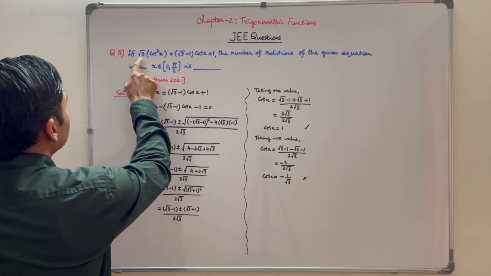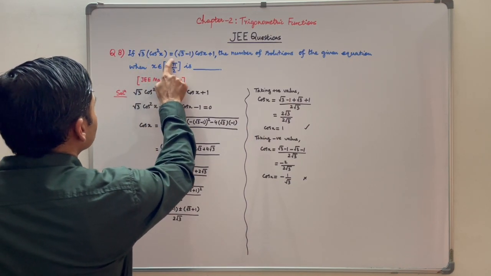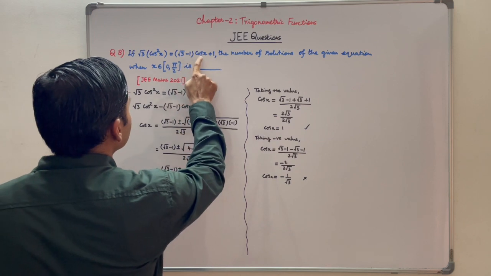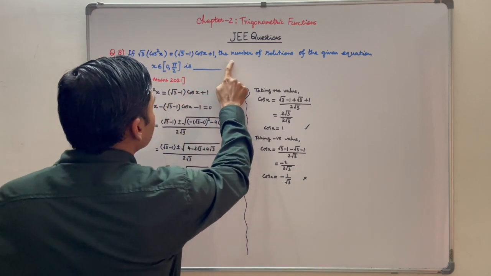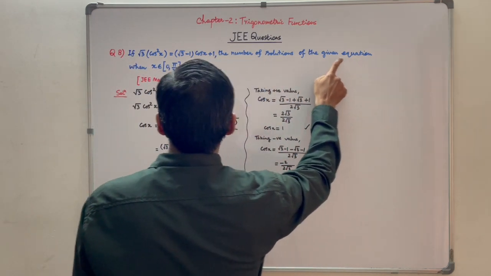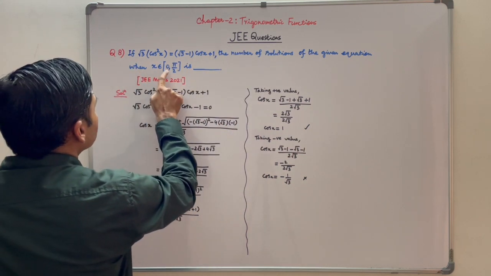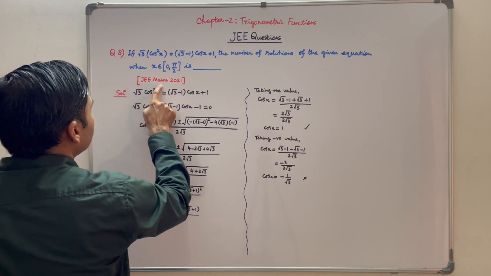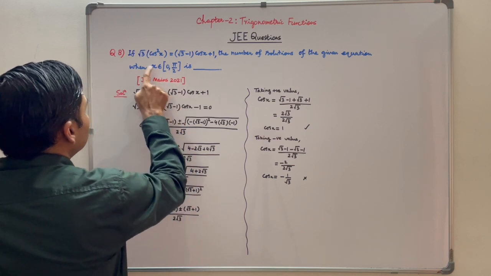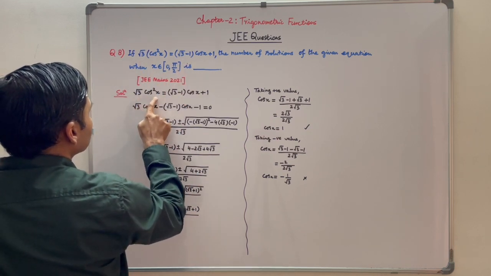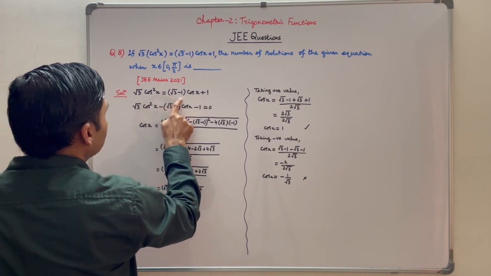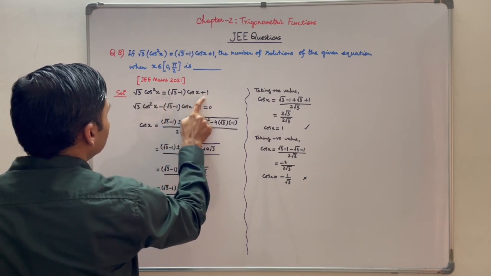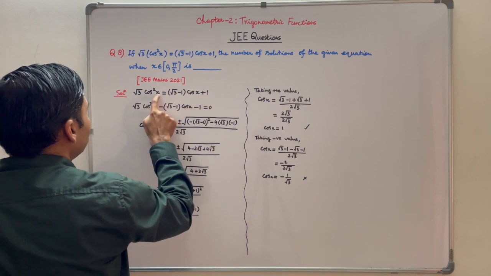Eighth question, if root 3 times cos square x is equal to root 3 minus 1 times cos x plus 1, the number of solutions of the given equation when x lies between 0 to pi by 2 is. This question appeared in JEE Mains 2021. It is given that root 3 cos square x is equal to root 3 minus 1 times cos x plus 1. Bring right hand side to left hand side.